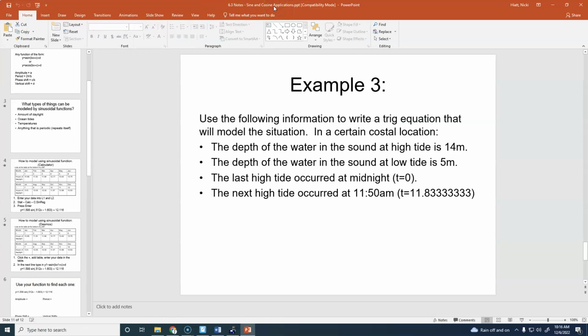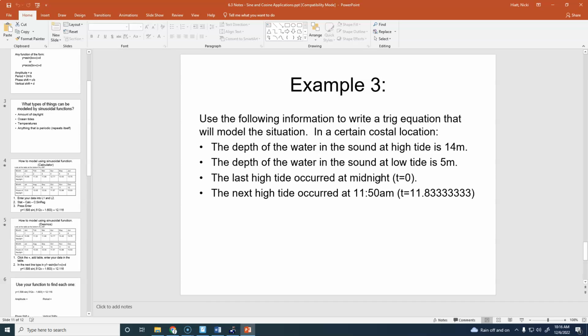All right, so first of all, high tide was at midnight, which we're calling t equals 0. Which function would be easier to deal with if high tide is at midnight? Cosine, right? Because cosine has a y-intercept at a maximum, which means if high tide is at midnight, we don't have to shift this left or right. Okay? So you could do it with sine, but you're going to have to shift, which makes it more difficult.